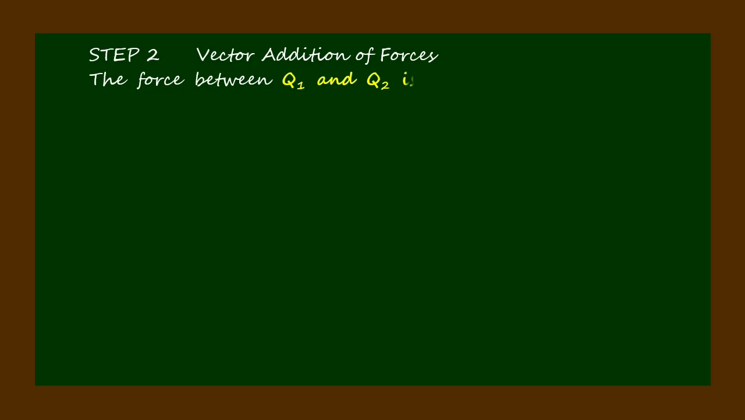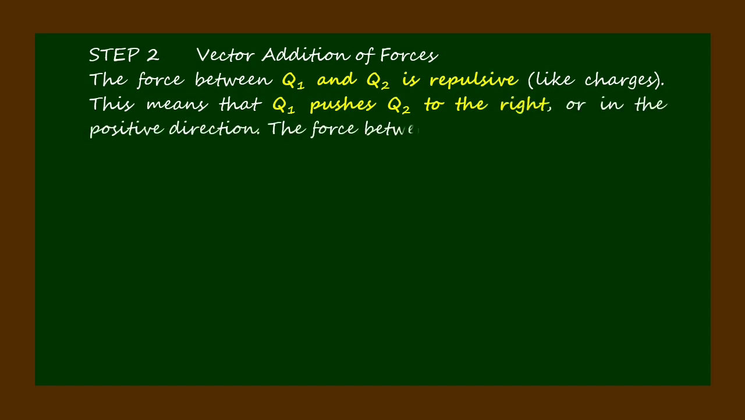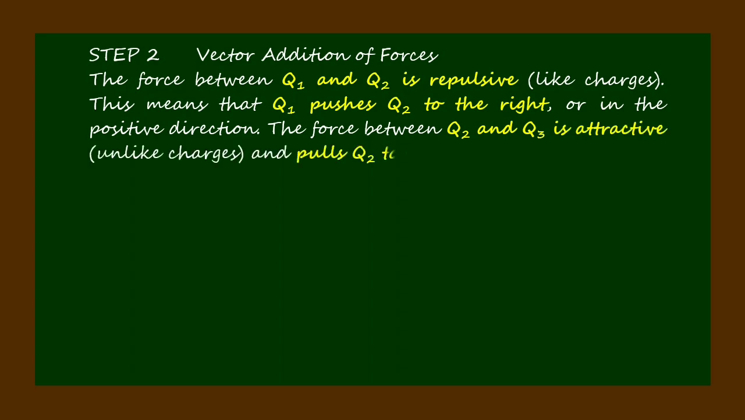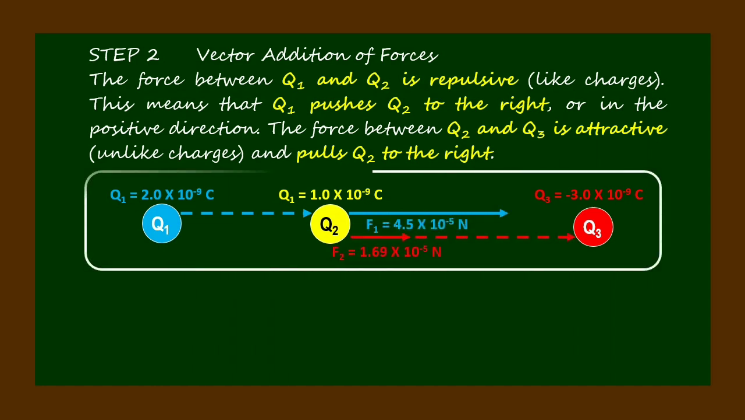The second step is the vector addition of forces. The force between Q1 and Q2 is repulsive, because they are like charges. This means that Q1 pushes Q2 to the right, or in the positive direction. The force between Q2 and Q3 is attractive, because they are unlike charges, and pulls Q2 to the right. Therefore, both forces are acting in the positive direction.